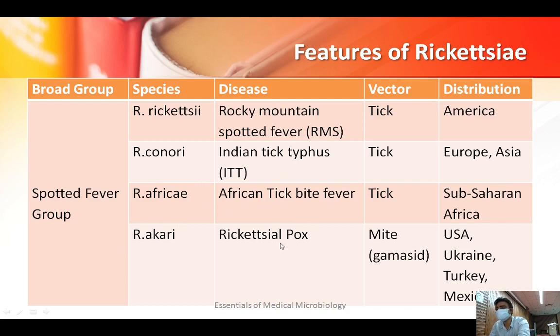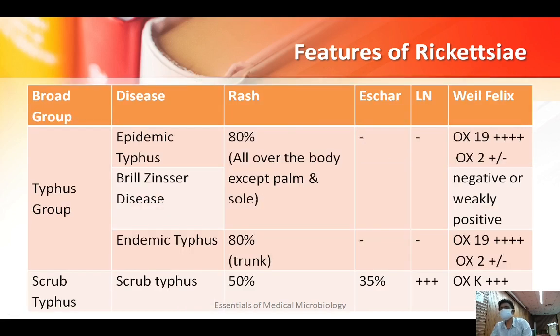That's why this Rickettsia akari is known as the disease Rickettsialpox, because it resembles chickenpox, because the rashes are vesicular. Another difference is that it is transmitted by mite. Now, tick and mite, how do they transmit? They transmit by biting. So you have to know this.